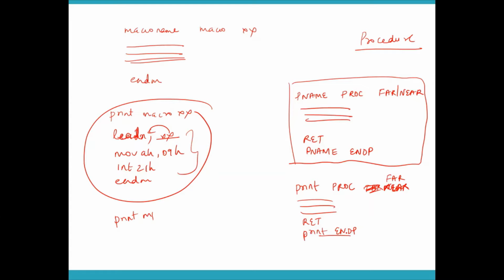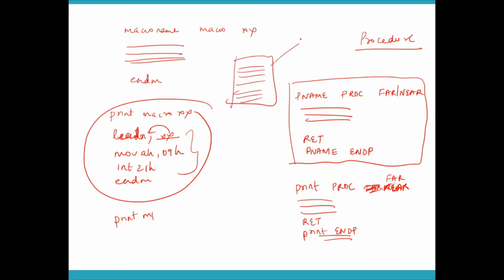So what does the statement mean? This means end procedure. Which procedure? End procedure, print. So this is the syntax of writing a procedure. Procedure name followed by the keyword proc, followed by whether your procedure is a far procedure or near procedure. A procedure is said to be a far procedure if your procedure is written in a different code segment than your original program. From where are you calling this procedure?